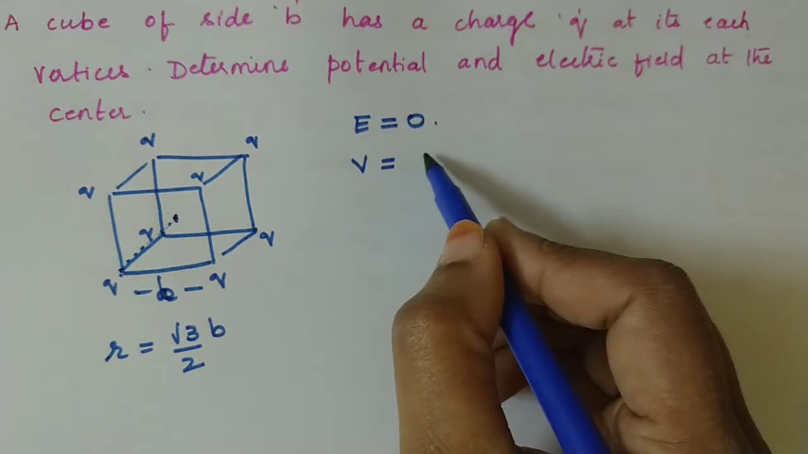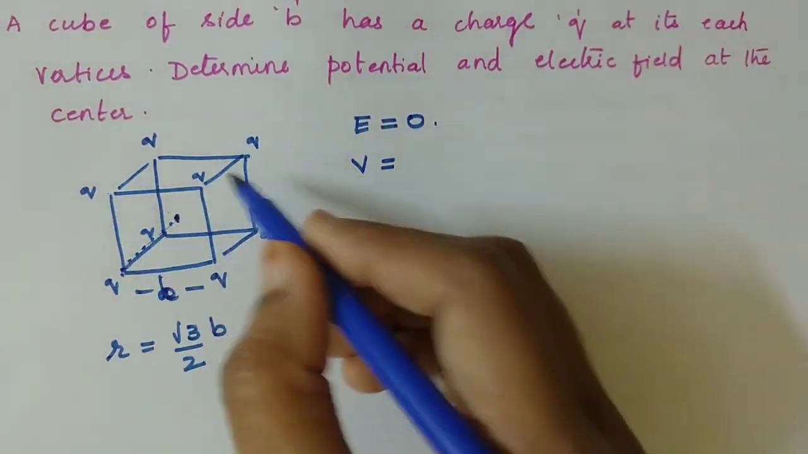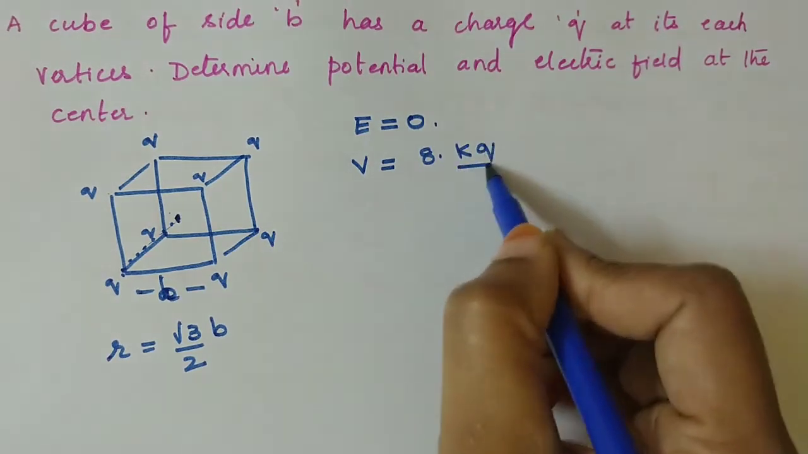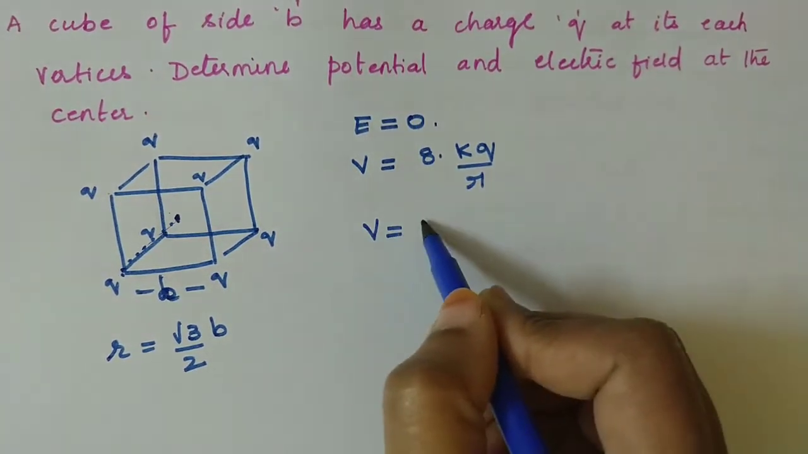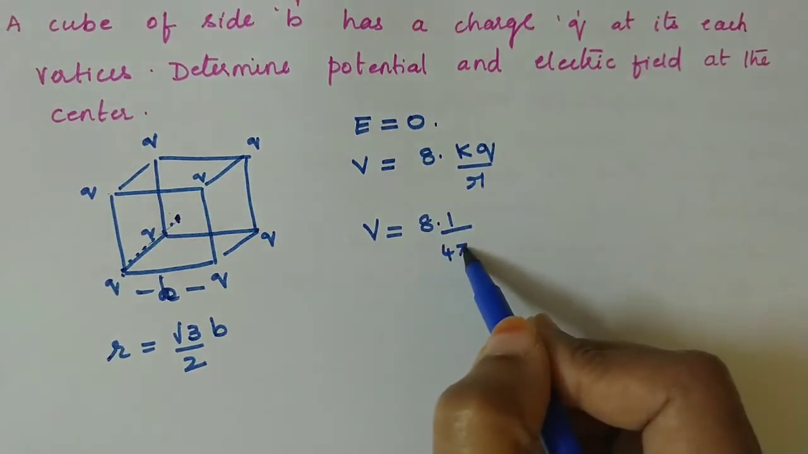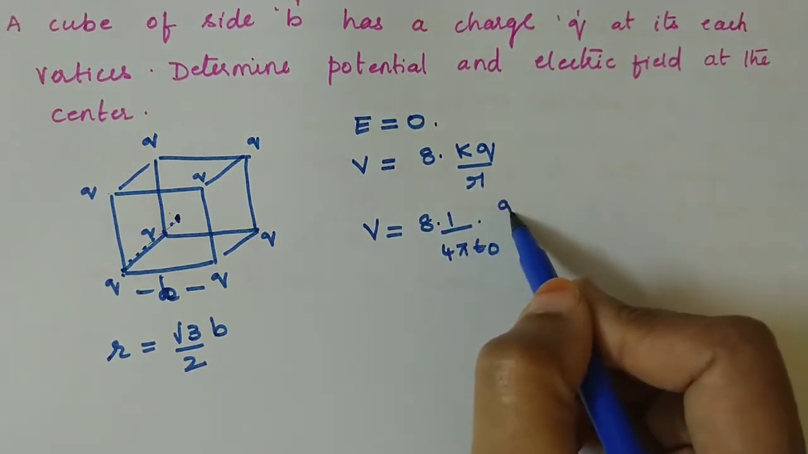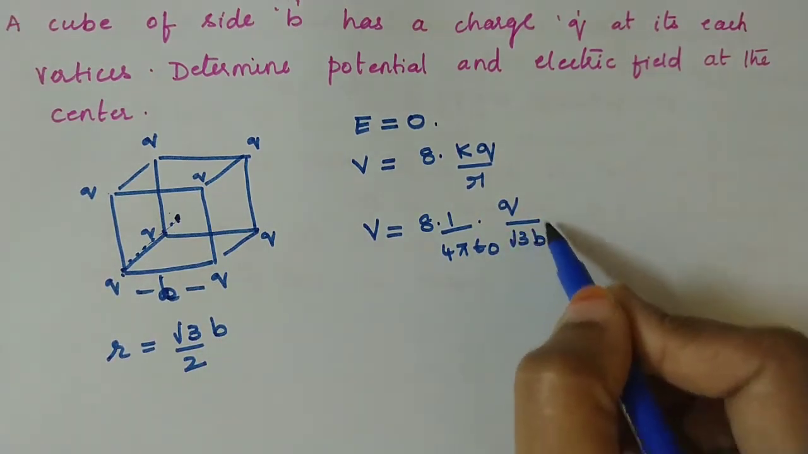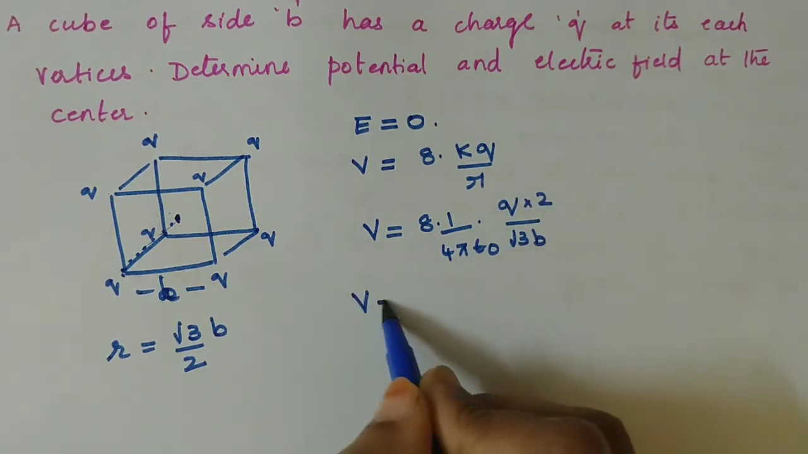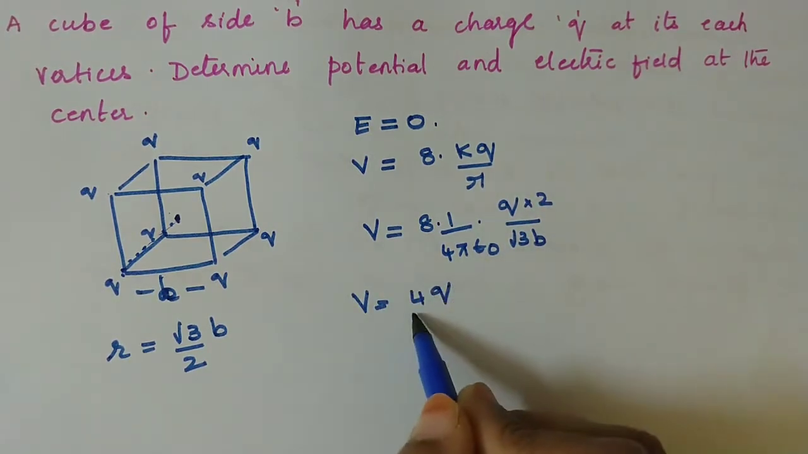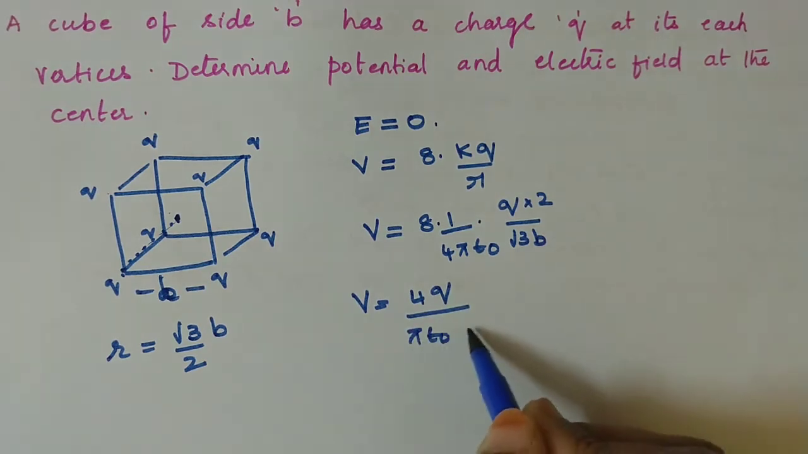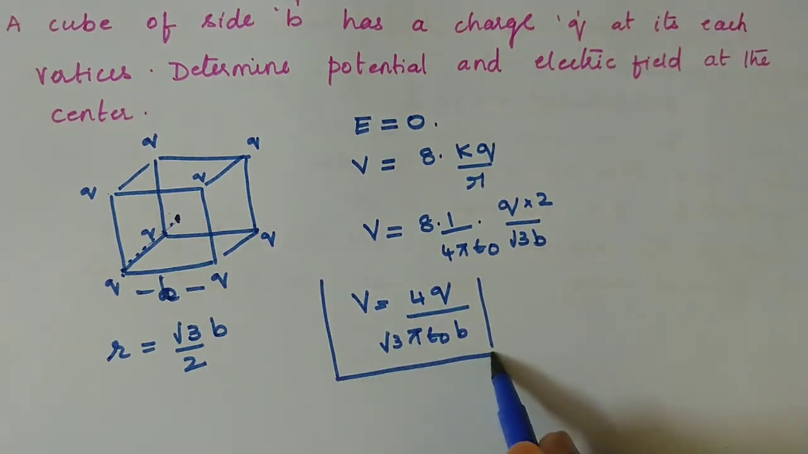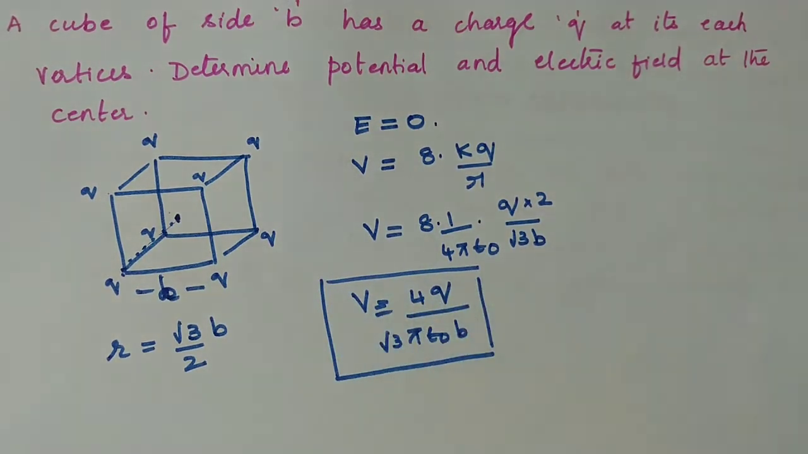Now coming back to potential, because we have 8 charges at the vertices, all the charges put together, V is equal to 8 times kq by r, that is 8 into 1 by 4 pi epsilon naught, charge at each corner is q, and this distance is root 3b by 2. So that would become 4q by pi epsilon naught b into root 3. This gives you the electrostatic potential at the center of the cube.